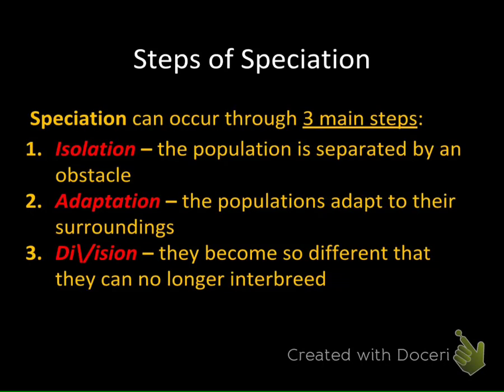All right, steps of speciation. So this is the second part of what we're going to do today. There's 3 steps: isolation, adaptation, and division.